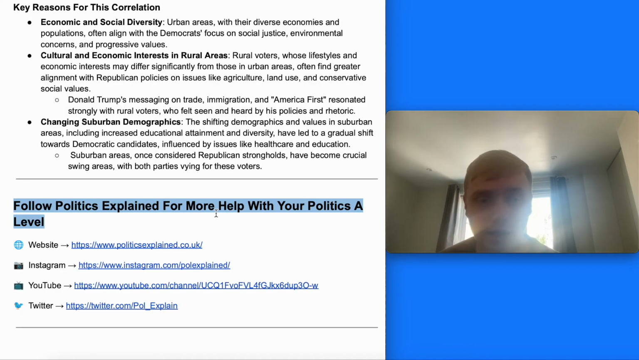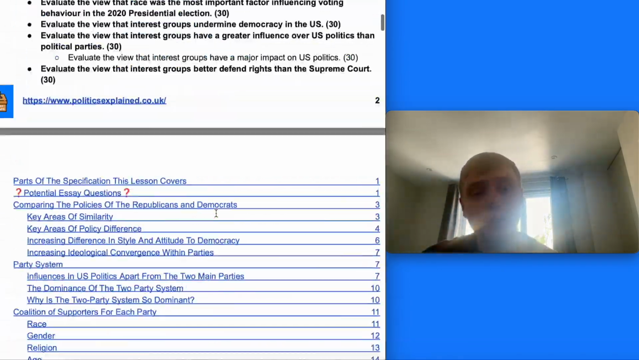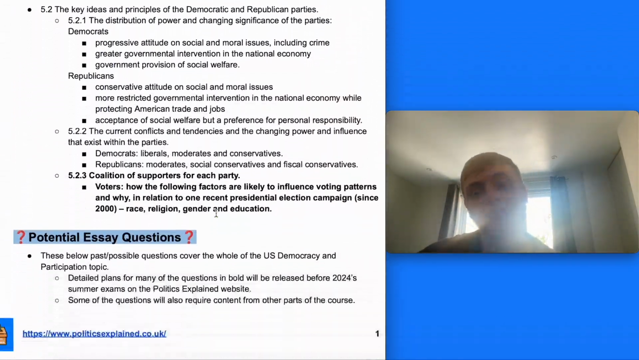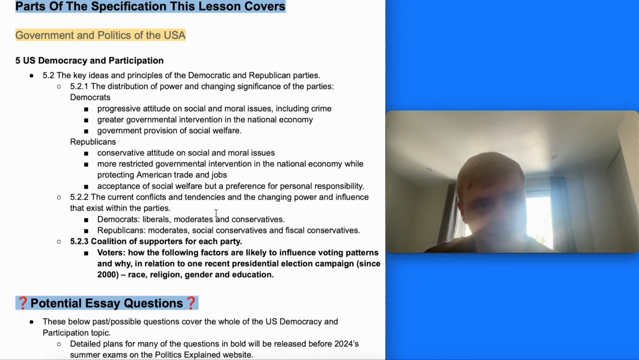demographics in suburban areas. So the shifting demographics and values in suburban areas, including increased educational attainment and diversity, have led to a gradual shift towards Democratic candidates influenced by issues like healthcare and education. Once considered Republican strongholds, they've become crucial swing areas with both parties vying for these voters. So yeah, that was everything in terms of comparing the parties, looking at the party system and the coalition of supporters for each party.